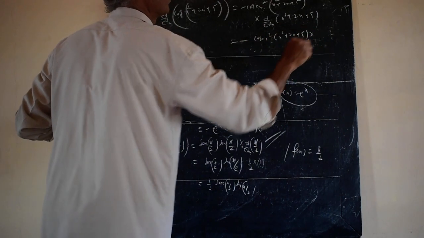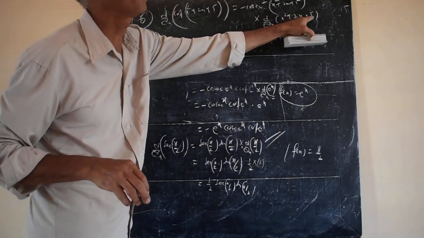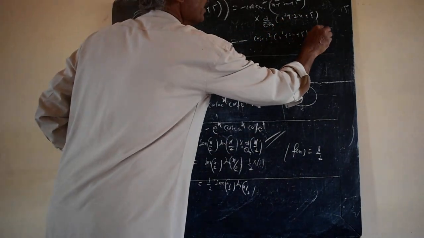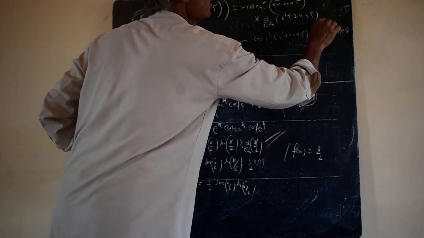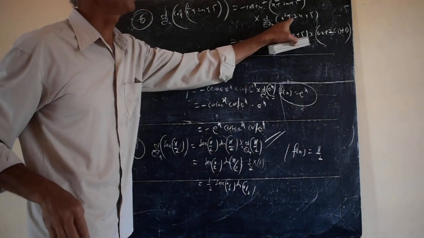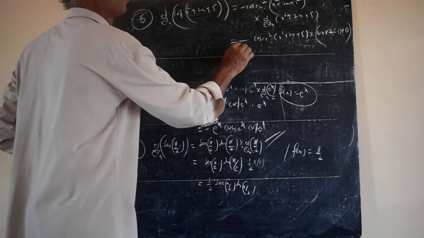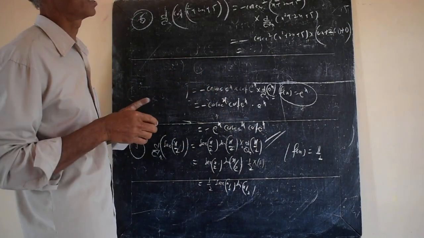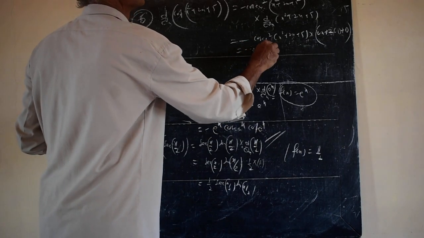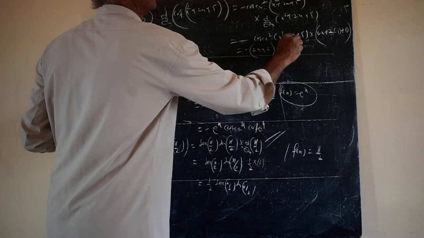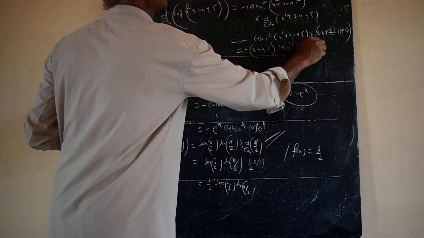Tell me what is the differentiation of x square plus 2x plus 5? X square differentiation is 2x, plus 2x differentiation is 2 into 1, plus 5 differentiation is 0. Plus or minus is there, you have to differentiate each and every term. Now 2x plus 2, better to take it in the beginning. Minus 2x plus 2 into cosec square x square plus 2x plus 5.